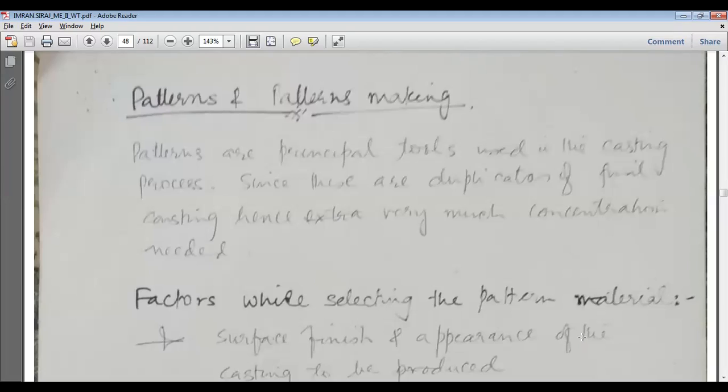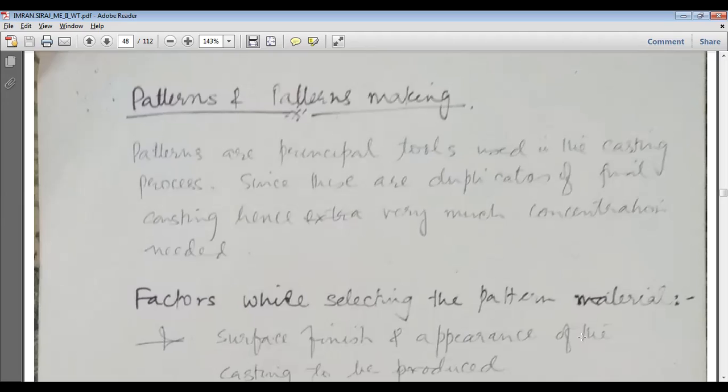So the first step in casting is that we have to develop a pattern and we have to make that pattern. As I told earlier, the pattern is the duplicate or replica of the product that is to be produced.